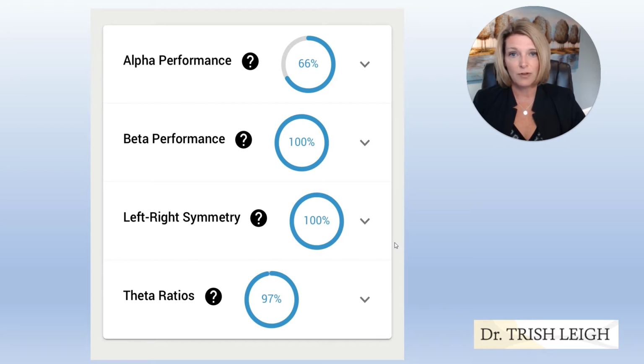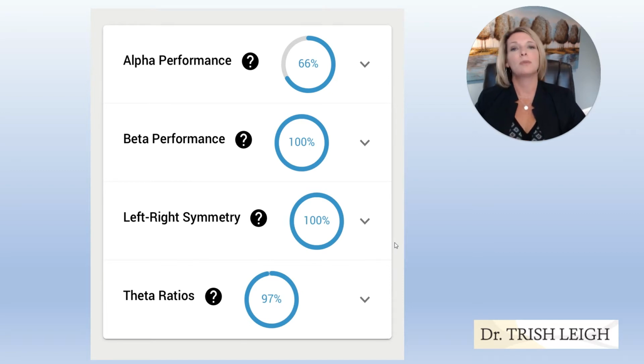The categories are broken down into alpha performance, beta performance, left-right symmetry, and theta ratios. In the alpha performance category, there are 6 different parameters we will look at. In beta, there are 2. In left-right symmetry, there are 5. And in the theta ratios, there are 9. Let me explain to you what they are.